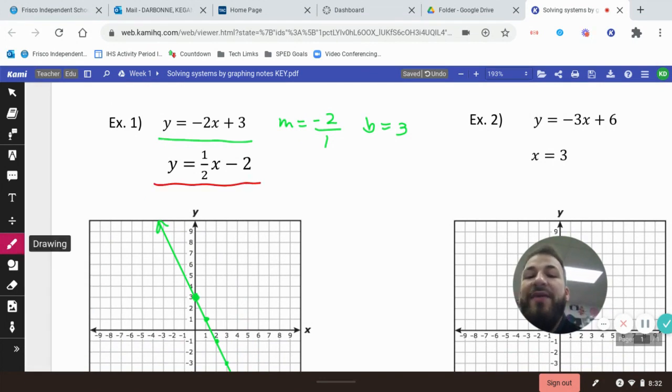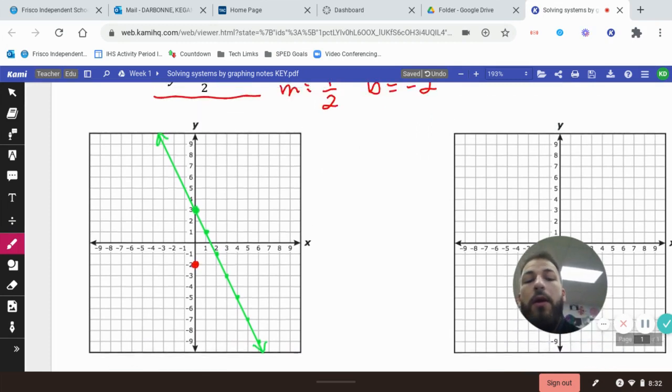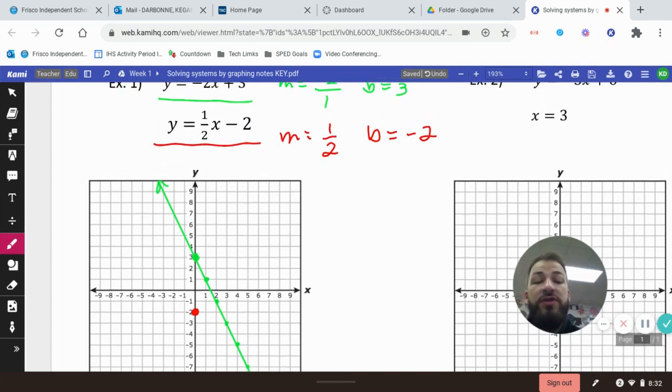So y equals 1/2 x minus 2. My m is equal to 1/2. And my b is equal to negative 2. Okay, so b first. So I put a point at negative 2 on the y-axis. And then the slope is 1 over 2. So we're going to rise by 1 and go to the right by 2. Up 1, right by 2.